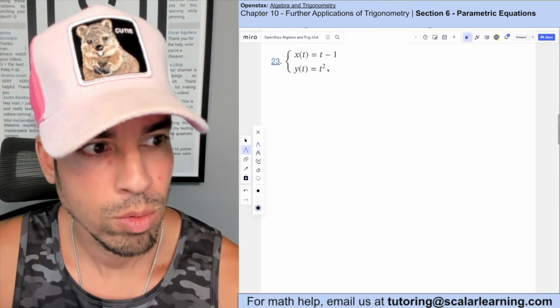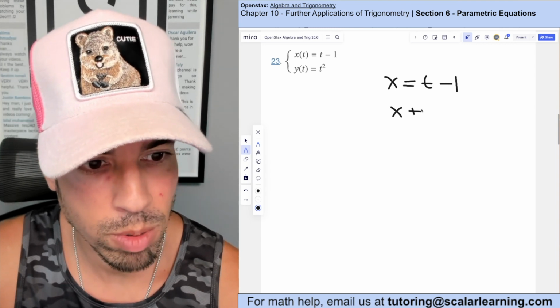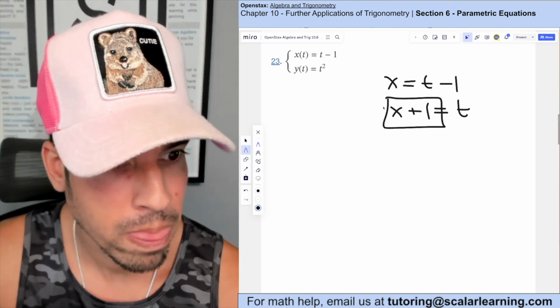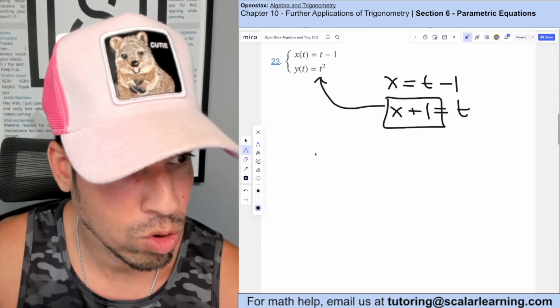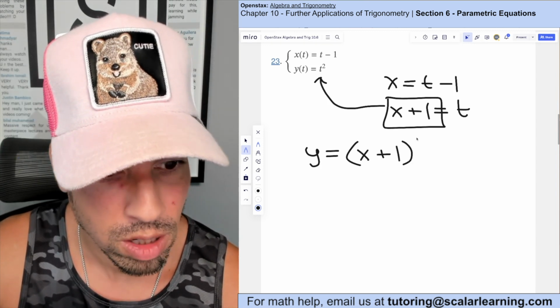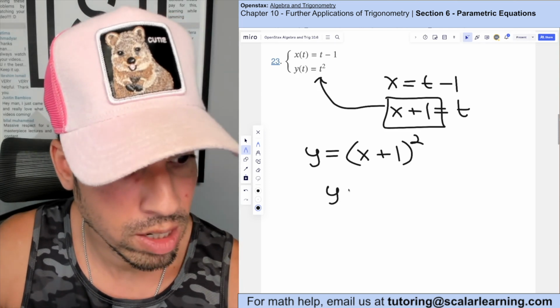Done. So for this one, we got x equal to t minus 1. Of course, if I add 1 to both sides, I got a nice expression for t, which is x plus 1. Now I'm going to take that and plug it into this second equation. Y equals, and then I'm replacing t with x plus 1 squared. Now, I can leave it as is, but in the back of the book, they FOILed it out, so I'm going to do that as well.